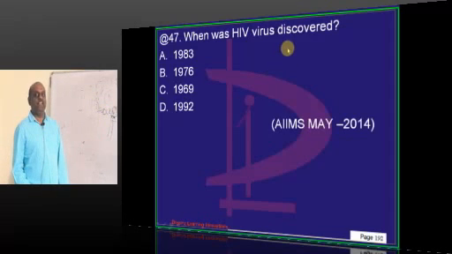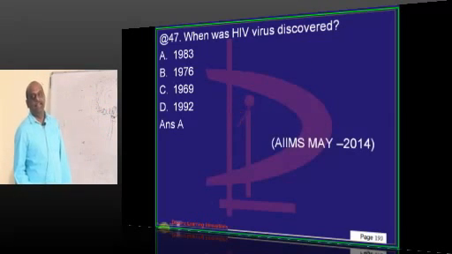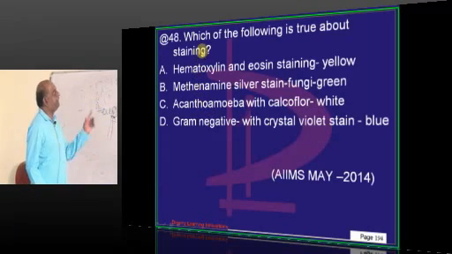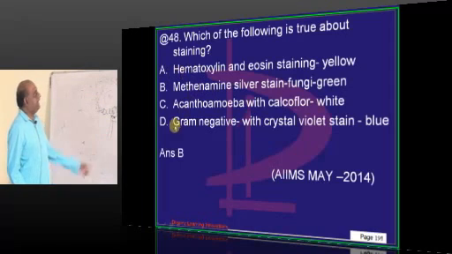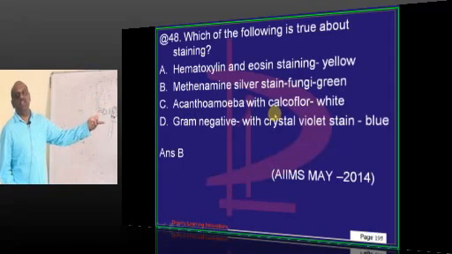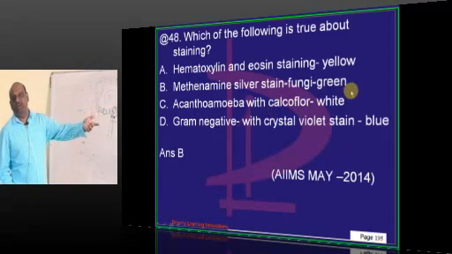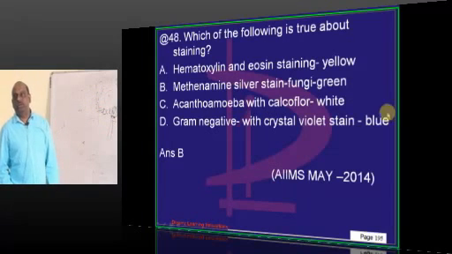Can be a very, very strong MCQ. So when was HIV discovered, doctor? 1983. 83 is what needs to be remembered. What is true about the staining? Methenamine silver stain will stain fungi green is the only true statement out of all that.